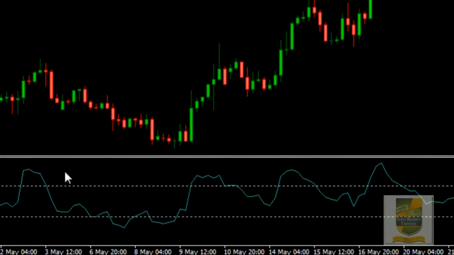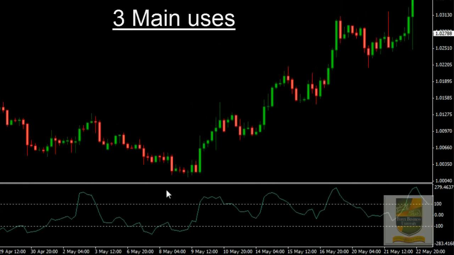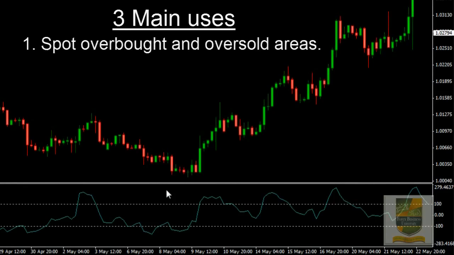So much like oscillators, if this indicator moves over the 100 area or below the minus 100 area, this indicator is considered to be overbought or oversold. But this indicator is not under oscillators because it's a bit different than oscillators. This indicator has three main uses. The first use is overbought and oversold areas. So similar to the stochastics and RSI, the CCI can be used as an oscillator in this regard.